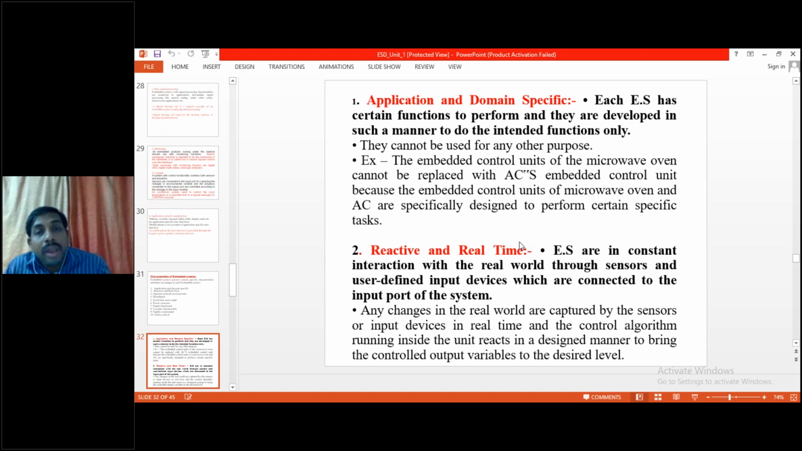So first one is application and domain specific. What is application? Domain is the area. Under this, what is the application? So each embedded system has certain function to perform, and they are developed in such a manner to do the intended function only. So they cannot do other purpose. So the embedded control unit of a microwave oven cannot replace with air conditioner embedded control unit.